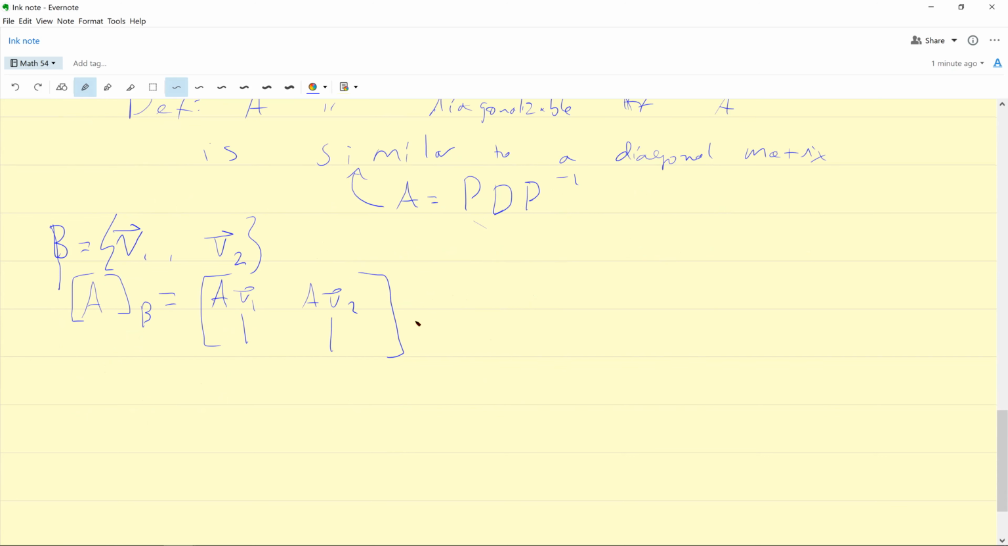Yeah. And the nice thing about these vectors is that they're going to stay in the same subspace. And since they're eigenvectors, they're actually a scalar multiple of the vectors themselves. So AV1 is lambda 1 times V1, and AV2 is lambda 2 times V2. So when we write these images with respect to our basis, what does this coordinate vector look like?